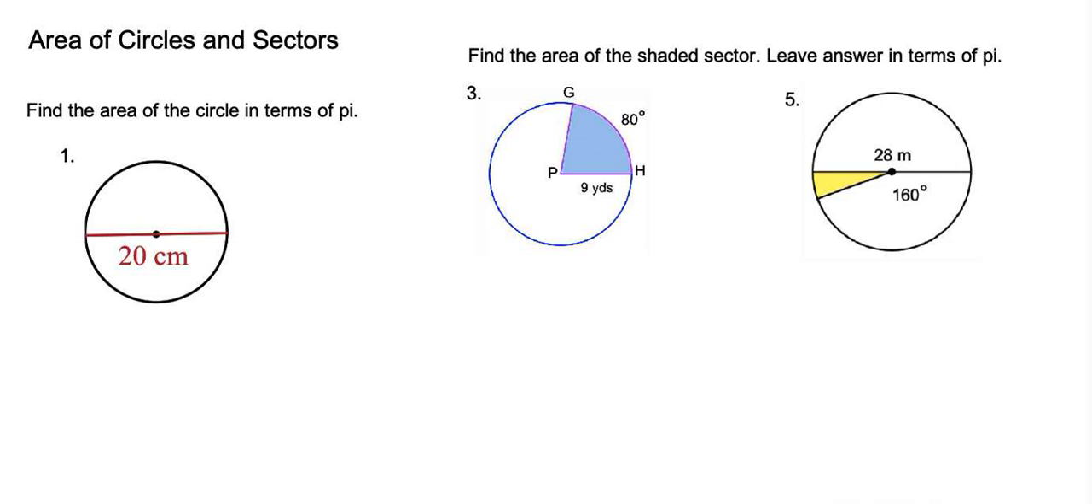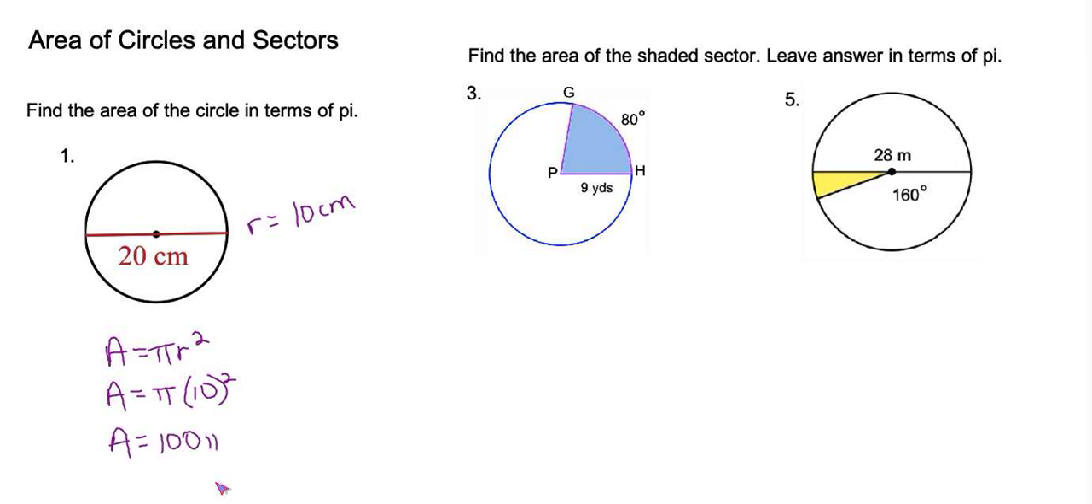Now we come to the last 3 examples. These have to do with area of circles and sectors. First, find the area of the circle in terms of pi, and for area, remember our formula for area, pi r squared sounds like area to me. So the diameter is given to be 20. So what we need to note is that the radius is 10 centimeters. Now that we've done that, we can just substitute in pi times 10 squared, and 10 squared is 100. So that's just 100 pi.